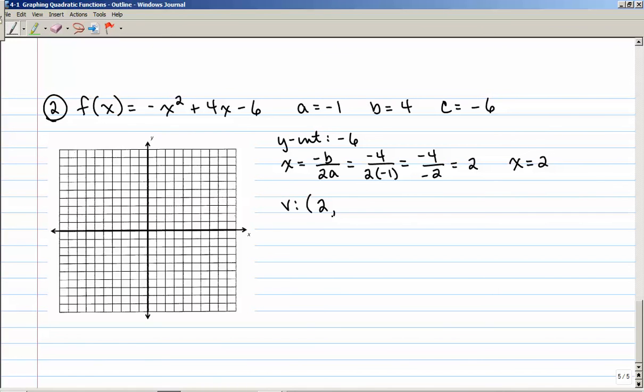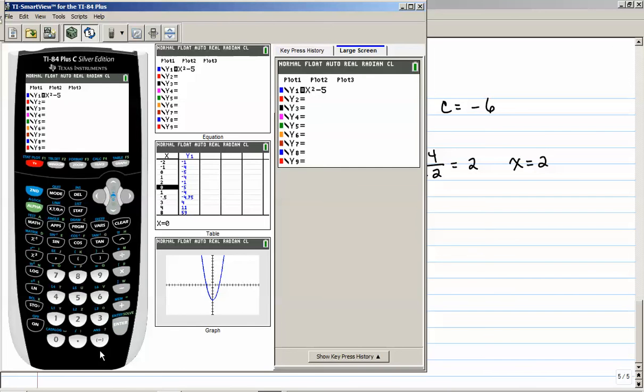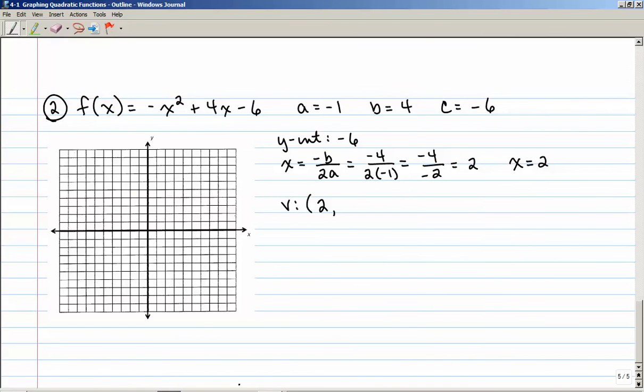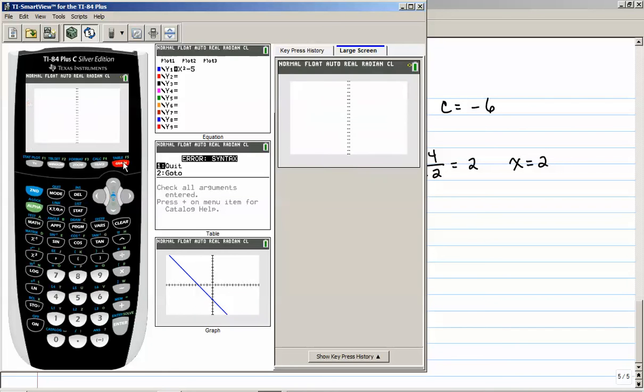Next, I need to find the coordinates of my vertex, and I know that 2 is going to be the x of my vertex, and I think I will take the easy way out and just go ahead and use my calculator here. So let's put this function in, -x² plus 4x minus 6. And let's take a look at the graph of that.